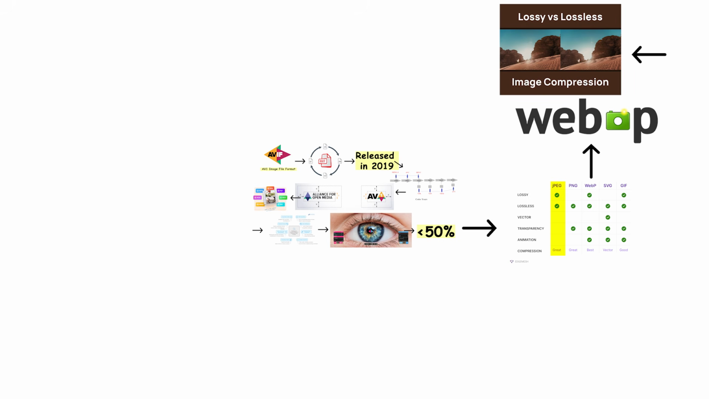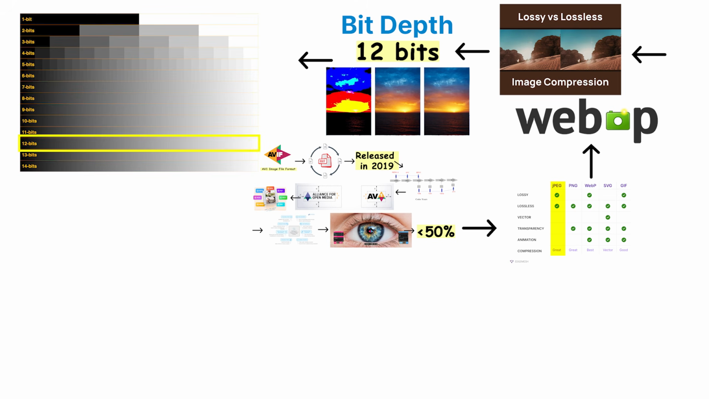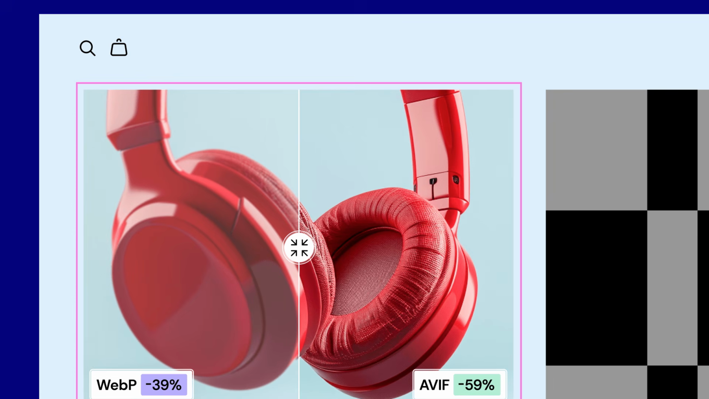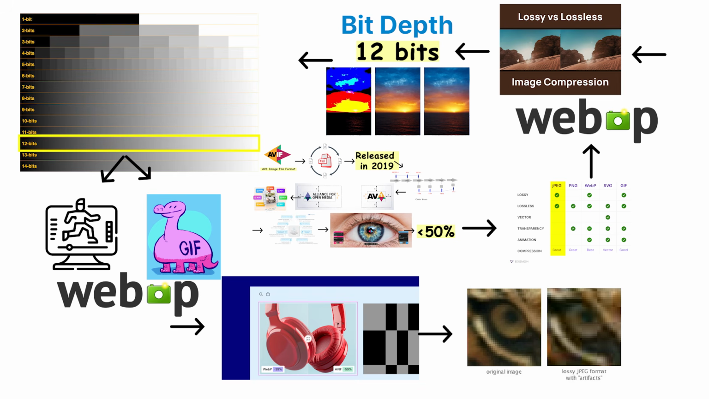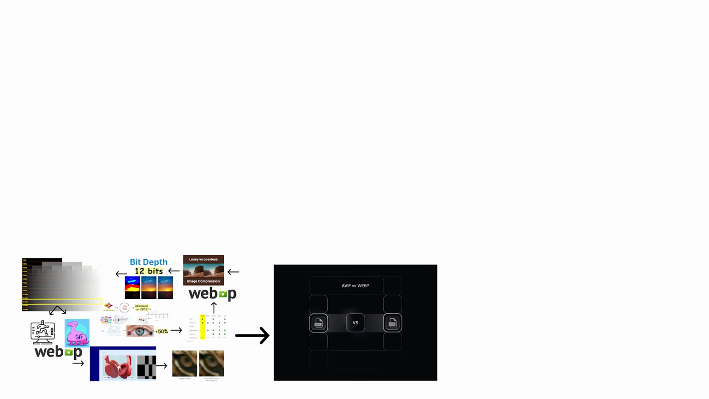AVIF supports both lossy and lossless compression, handles high bit depths up to 12 bits per channel for HDR images, and includes alpha channel transparency. The format also supports animation, making it a potential replacement for GIF and animated WebP. Image quality at low bit rates is particularly impressive, where heavily compressed JPEGs fall apart into blocky artifacts, AVIF maintains smoother gradients and better detail retention.